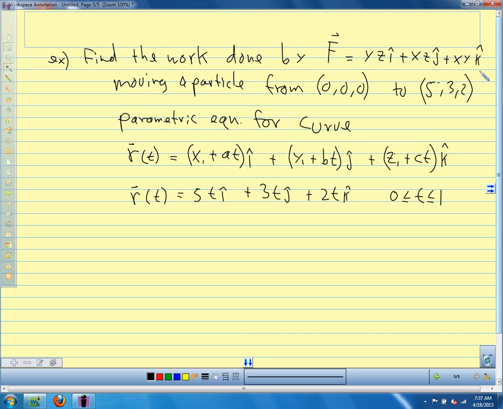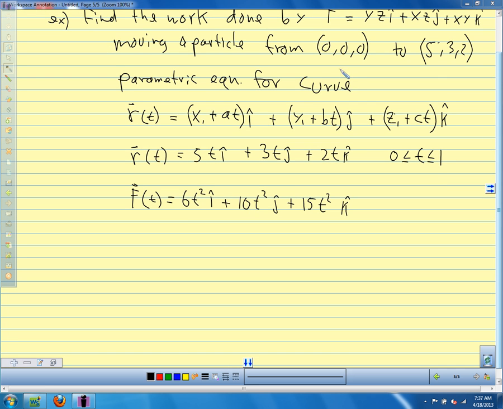Now we need to express F in terms of our parameter. So F of t is going to be what in terms of our parameter? 6t squared i hat plus 10t squared j hat plus, what is it, 15t squared k hat. So there's our force expressed in terms of our parameter. Now we need r prime. Just going through step by step, everything we need. r prime is just going to be a nice easy vector, 5i plus 3j plus 2k.